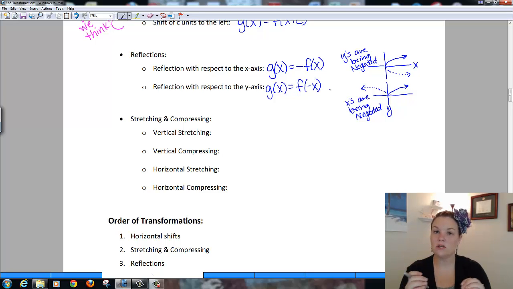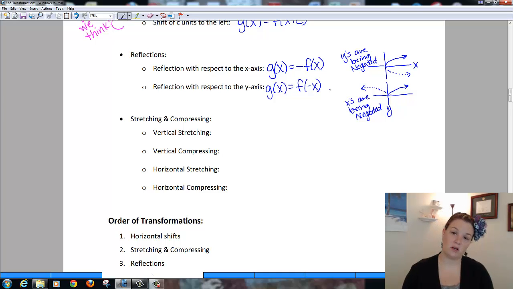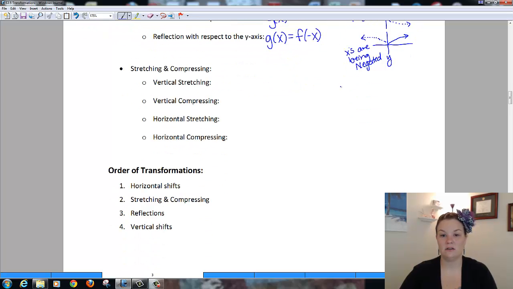Okay, so it's important to know whichever variable it's affecting, where that operation needs to happen, inside the function or outside. Another good way to remember this one is whichever axis you're flipping it across, it negates the opposite variable. So if I want to flip it across the x-axis, I negate my y's. If I want to flip it across my y-axis, I negate my x's. And then the last one we have is stretching and compressing.